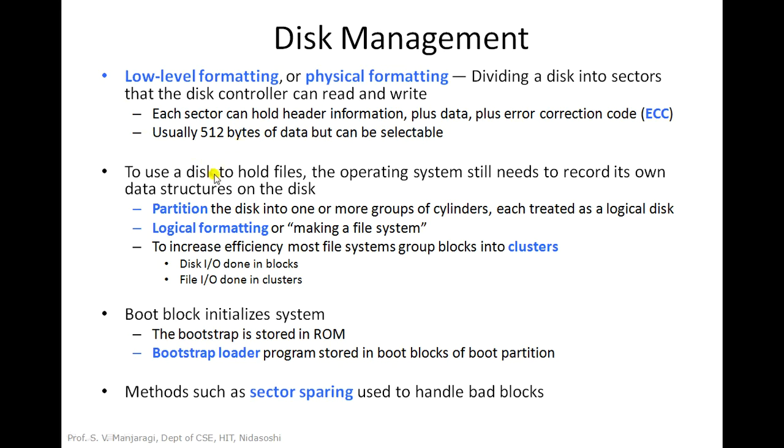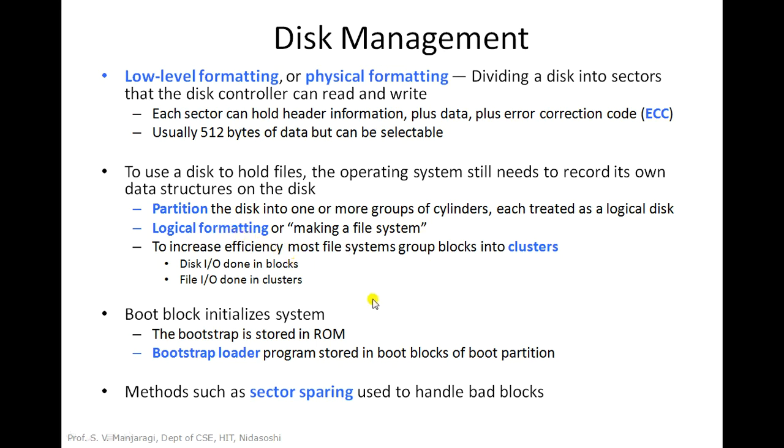To use a disk to hold files, the operating system needs to record its own data structures onto the disk. It means partitioning the disk into one or more groups of cylinders, each treated as a logical disk. For example, if you take the Windows operating system, the disk will be divided into a number of partitions. A grouping of cylinders is called a partition. Then we have to perform the logical formatting.